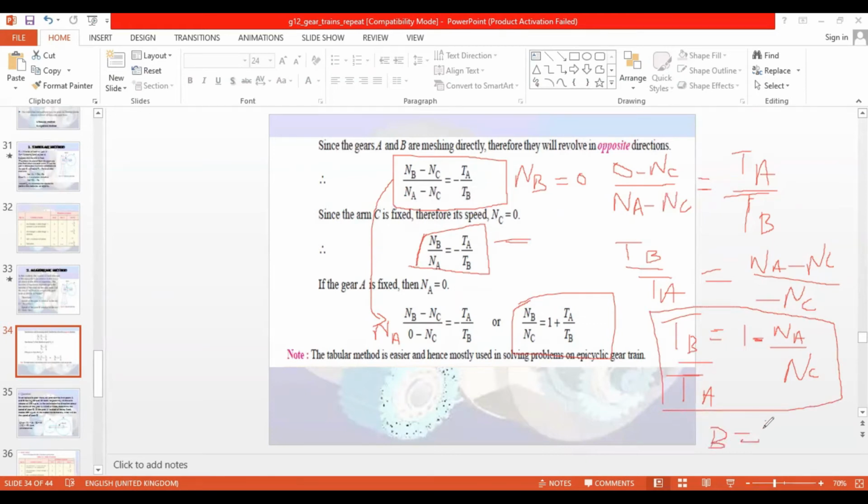So this is the equation when C is fixed. This is the equation when A is fixed, right? So this is your base equation, and from this you can fix whatever link you wish, and you can move to the numerical, right? So NB minus NC upon NA minus NC is equal to TA upon TB, and this is the base equation. And this is how we do the algebraic method, right?